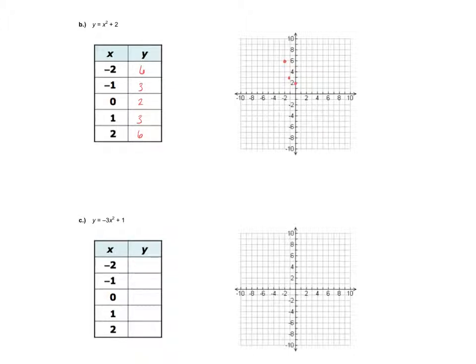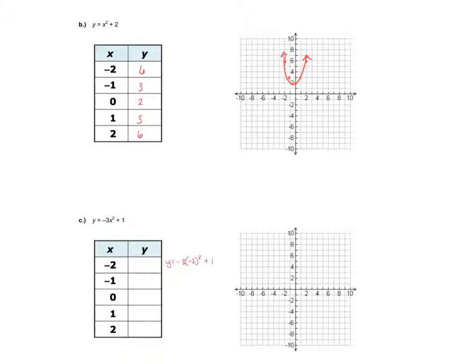0, 2, and then 1, 3, and 2, 6. And again, it made a parabola, a U-shaped graph. This time it opened up. All right, next one, plug in the negative 2. Follow PEMDAS again, so I'm plugging in. I'll do one out for you so you can see it.